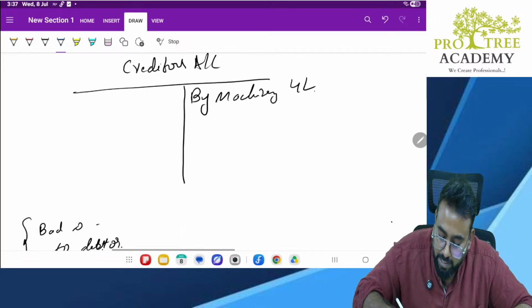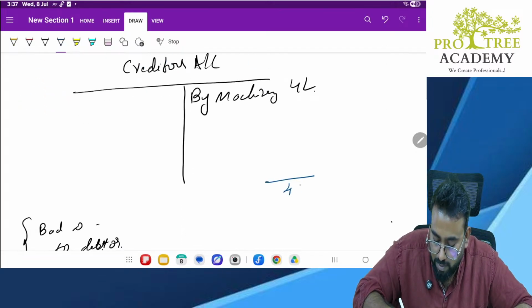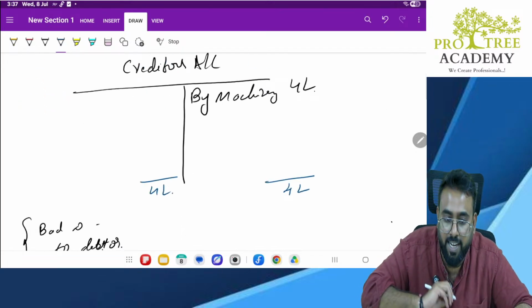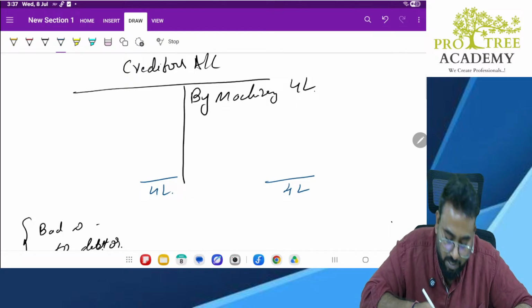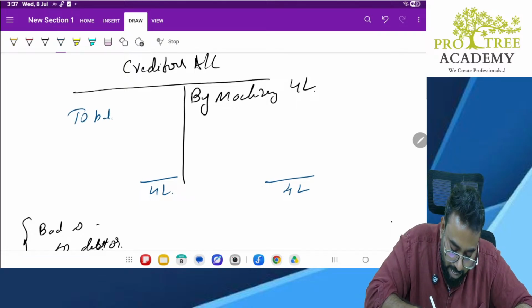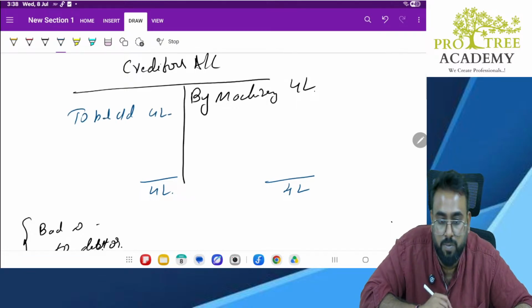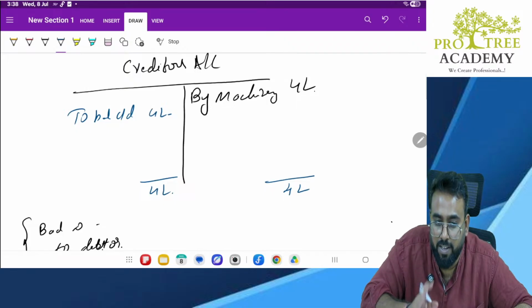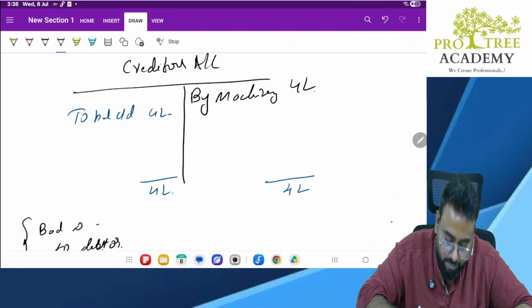Next, creditors is what balance? So, is our ledger correct? Having credit balance. So, it will be to balance. This is how you should test whether you have recorded on the correct side or not.